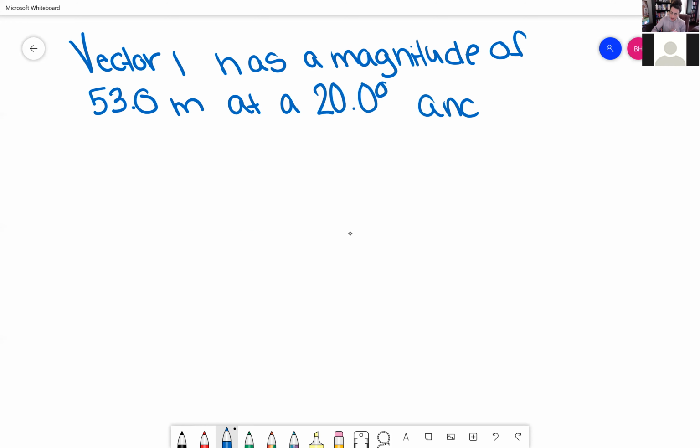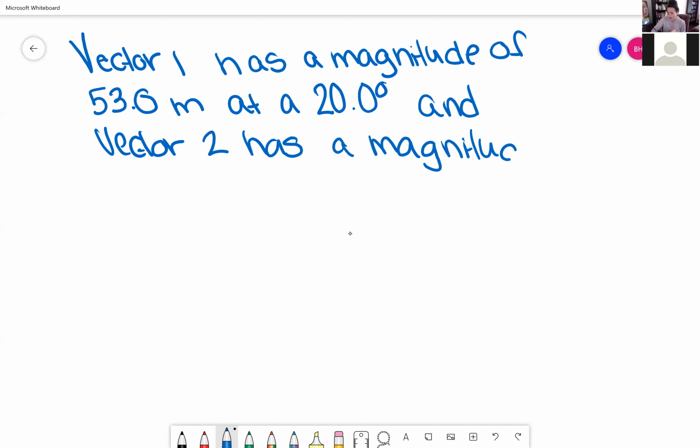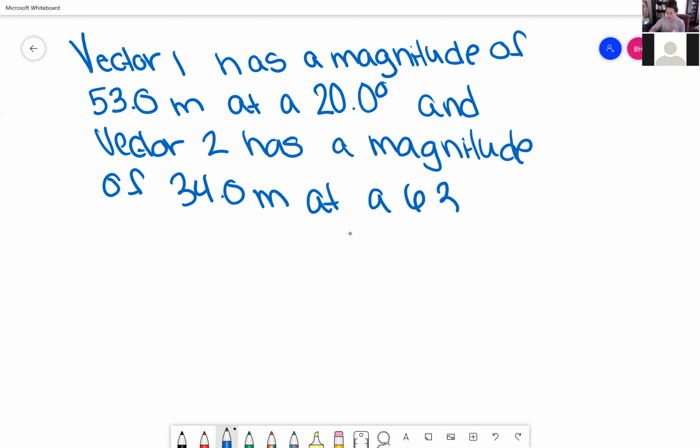And vector 2 has a magnitude of 34 meters at a 63-degree angle. Okay, and we want to add these.